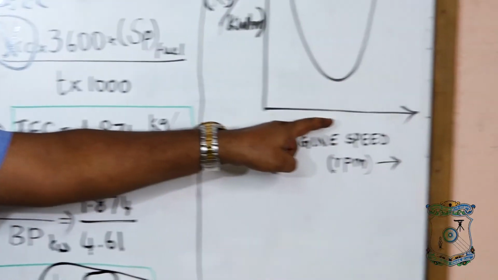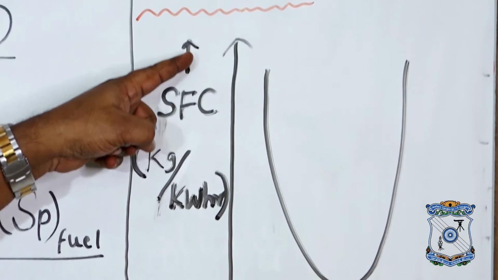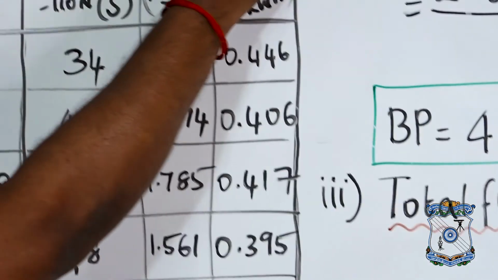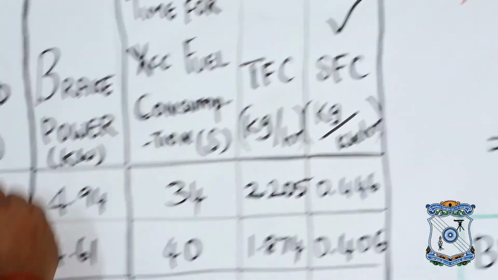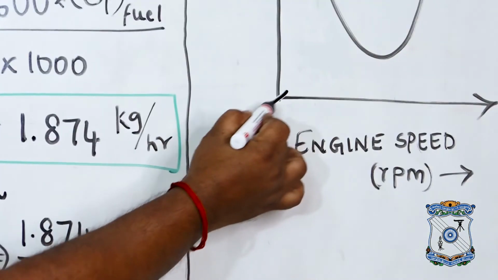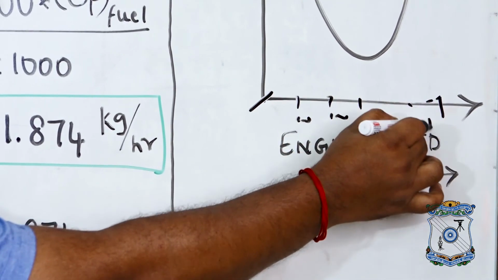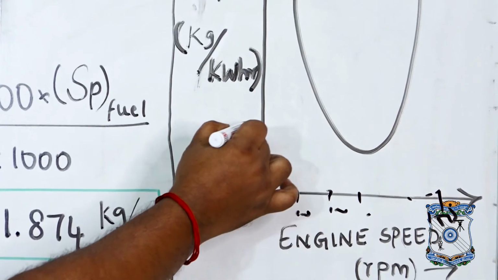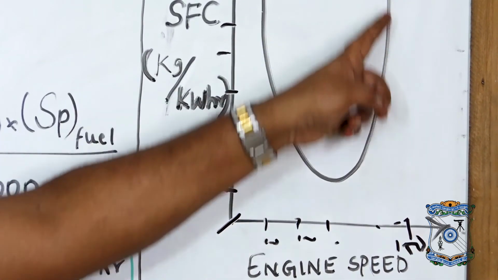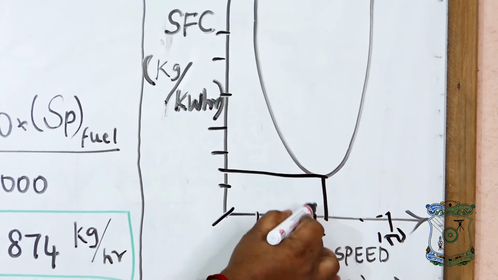From that you are going to draw the graph. Engine speed is taken in the x-axis and the specific fuel consumption is taken in the y-axis. You can take the speed as 1100, 1200, 1300 and so on up to 1500, and mark the specific fuel consumption. You will get a U-shaped curve. That is the lowermost point.